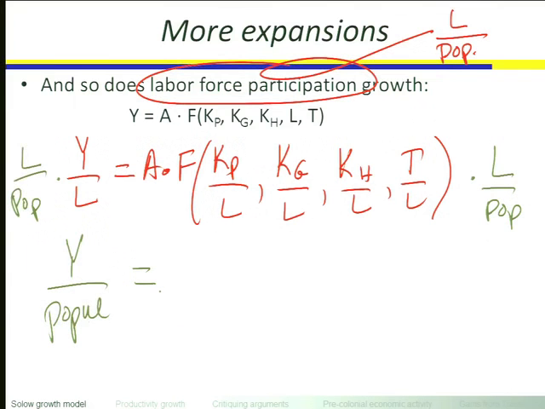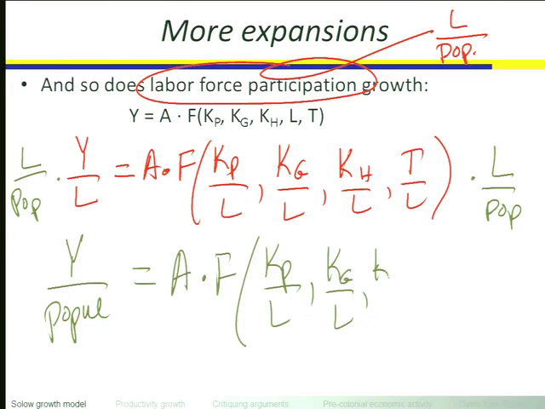So I'm no longer looking at output per worker, but now output per person, a true measure of material living standards. And that's going to be dependent upon A, that total factor productivity, and some function that combines the private capital per worker, the government capital per worker, the human capital per worker, the land per worker, and finally the labor force participation rate. That tells me that in addition to all the factors we talked about before, a higher labor force participation rate is also going to increase average living standards.